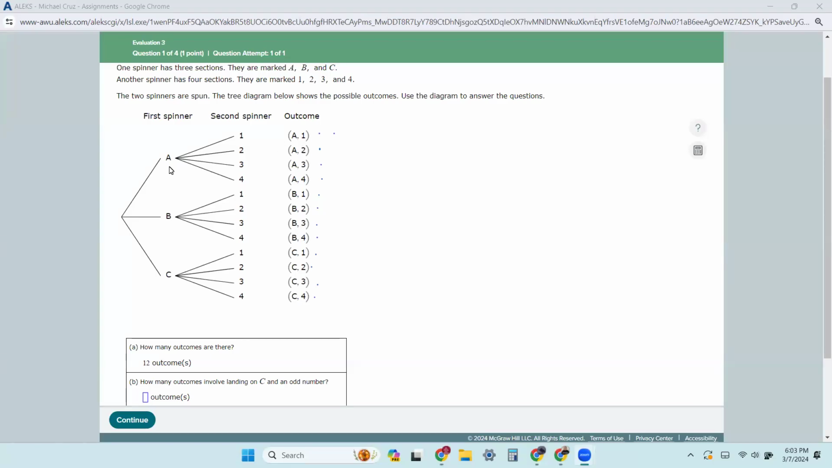For each of the A, B, and C, you got 4 spinners. And so 3 times 4. So what is 3 times 4? You can look at it like this. You don't always have to have the tree. As a matter of fact, most of the time you're not going to have a tree because it's just going to be too many of them. But that's where you get your 12 outcomes from. Okay.